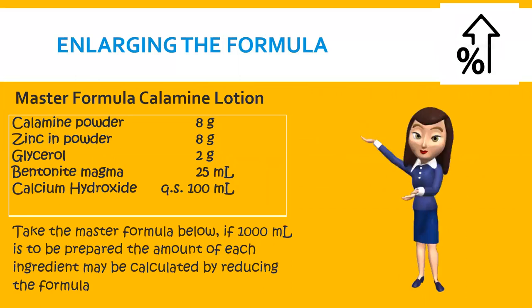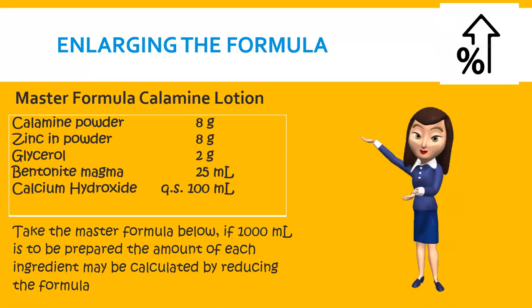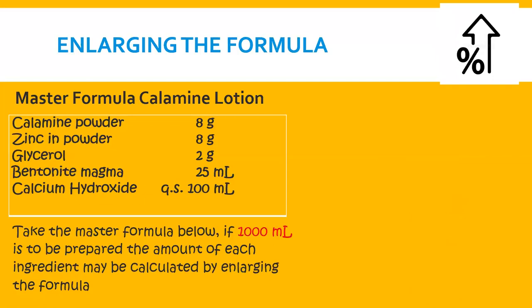What if we are making 1,000 mils? I'm sorry. What if we're making 1,000 mils from the master formula listed here? Then it means that we are going to have to now move from 100 mils to 1,000 mils. So clearly, the amount of ingredients that we are going to use are going to be much more than what we have in the master formula.